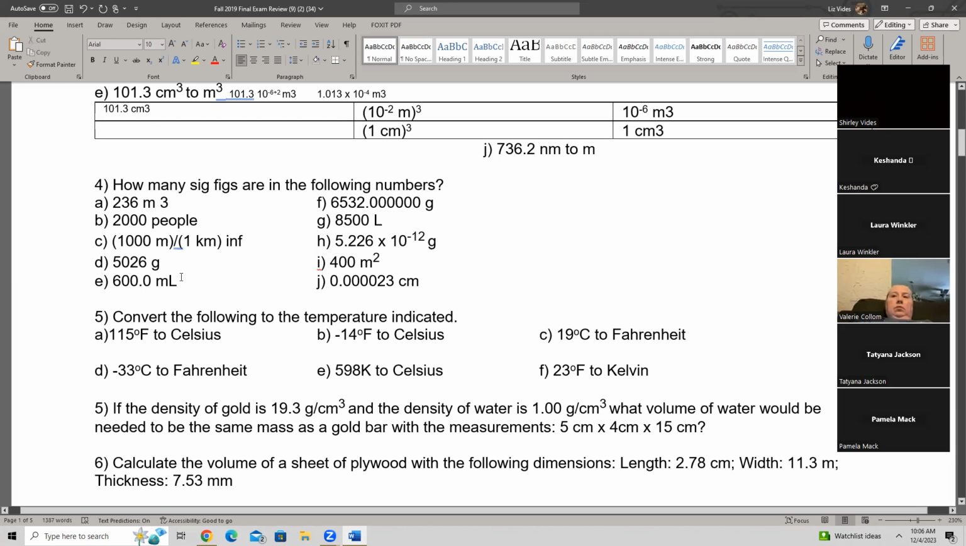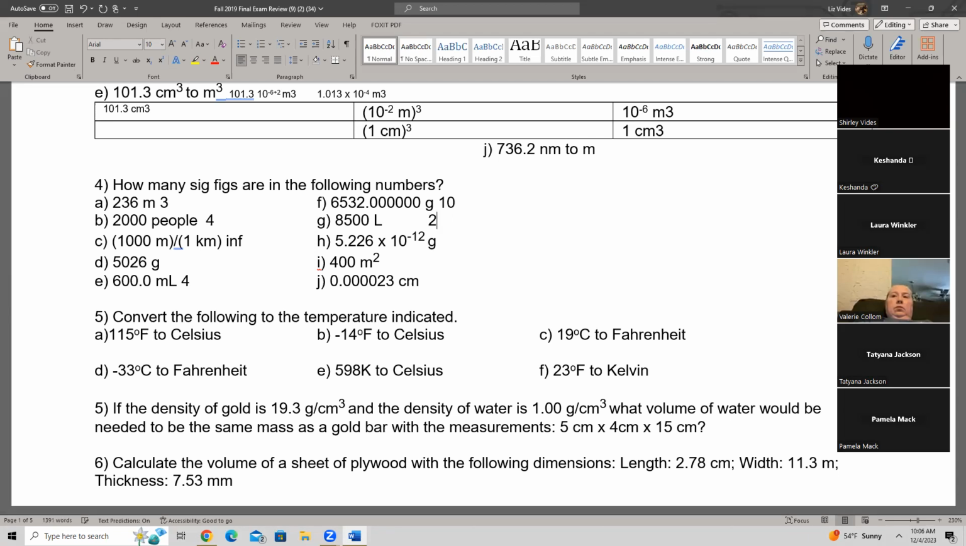What about E? 4. Yeah, and we said that was 4 too. This one is 4 because even though it has several zeros, all of them count because you have a decimal. And that's what matters. What about F? 1, 2, 3, 4, 5, 6, 7, 8, 9, 10. G?